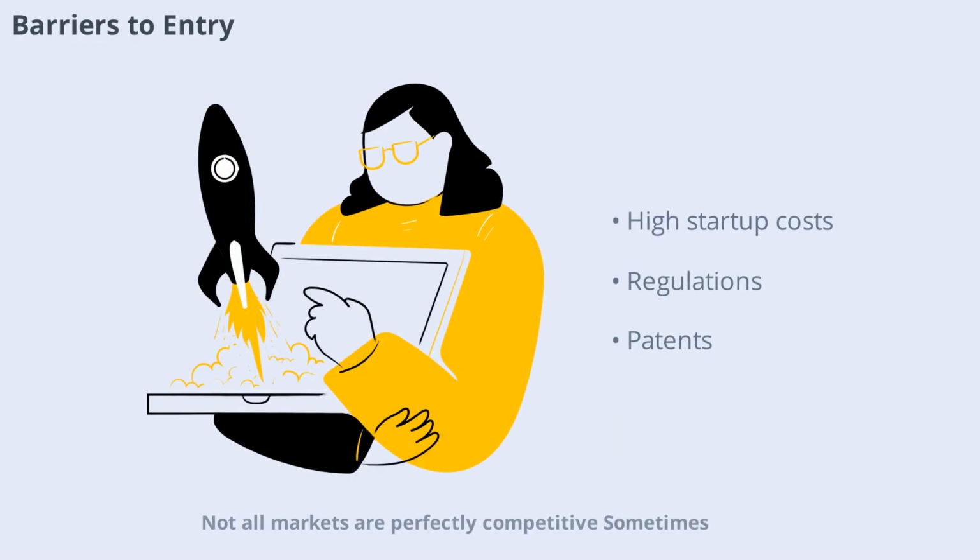Not all markets are perfectly competitive. Sometimes barriers to entry like high startup costs, regulations, or patents can prevent new firms from entering. When barriers exist, firms may earn positive economic profits even in the long run. Understanding these barriers helps explain why some industries are more profitable than others.